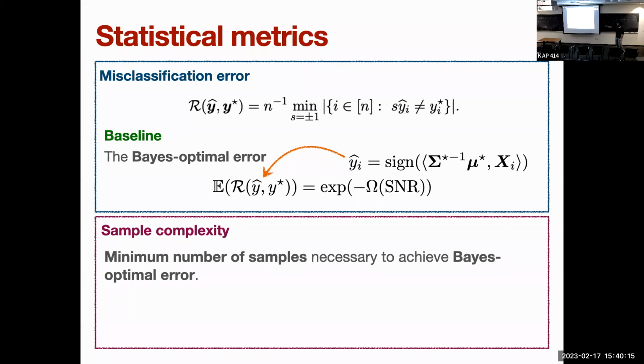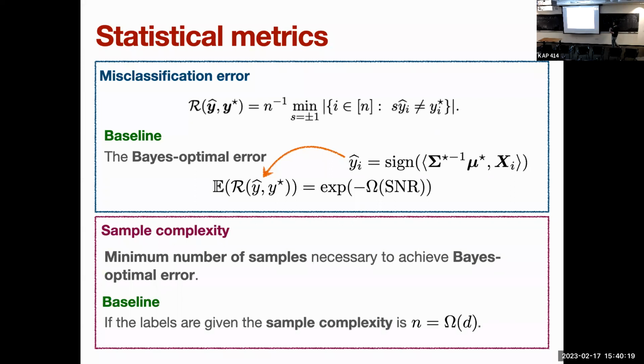Cool. Now, for the sample complexity, we're going to define this as the minimum number of samples necessary to achieve this Bayes optimal error. And what's a good baseline for that? Well, we can consider a simpler problem. The problem where we're not only given the data points, but also the labels. And we don't want to learn the labels, we want to learn a good classifier. In order to get a classifier that achieves something like this, the sample complexity that you need is at least a constant times the dimension. So the best sample complexity that we could hope for should be linear in the dimension.